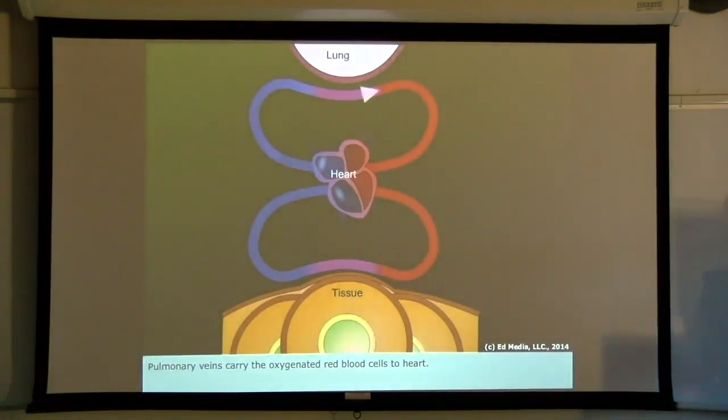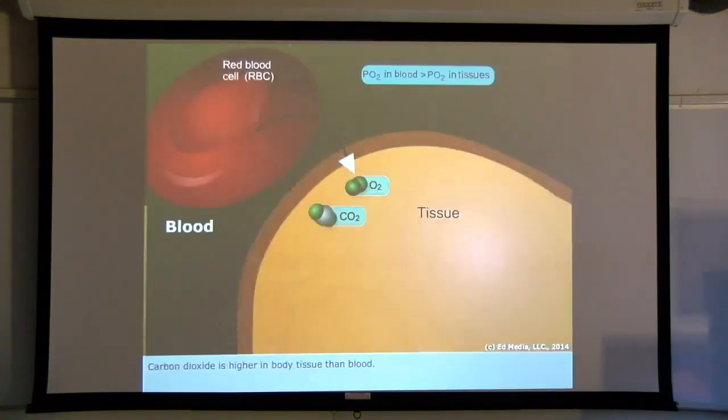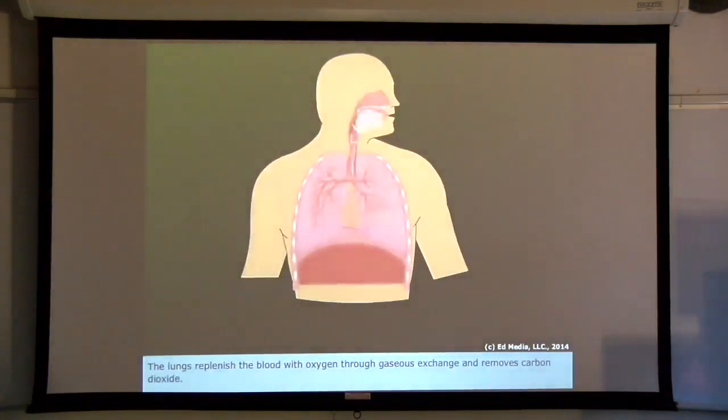Pulmonary veins carry the oxygenated red blood cells to the heart. Eventually, the heart pumps blood to other parts of the body through arteries. Carbon dioxide is higher in body tissue than in blood, so the carbon dioxide starts diffusing into the blood from body tissue. The lungs replenish the blood with oxygen through gaseous exchange and remove carbon dioxide.